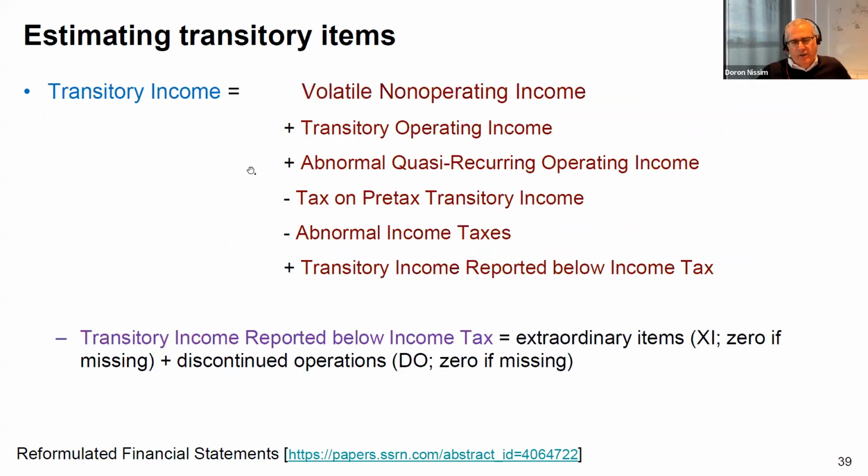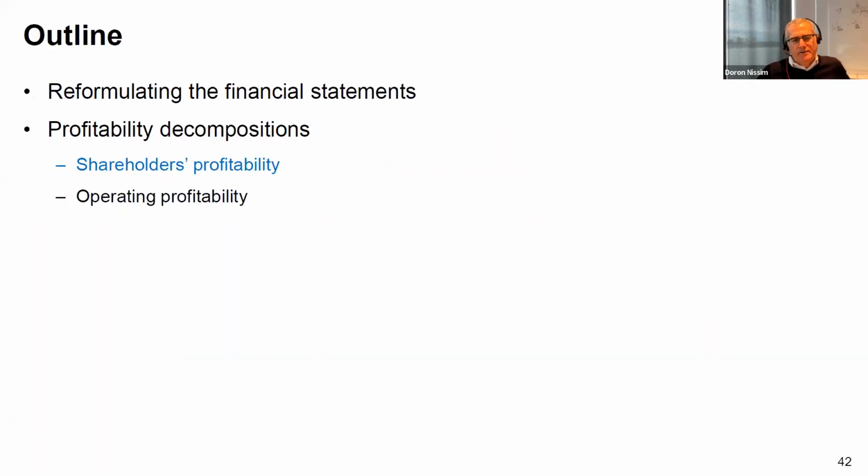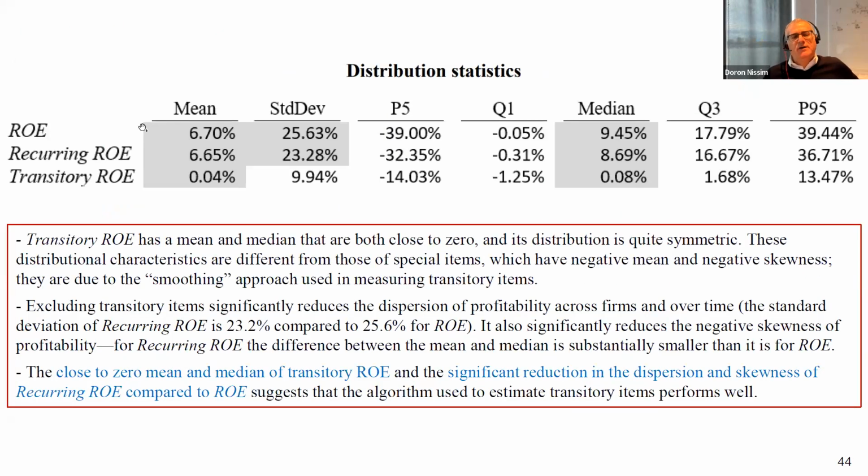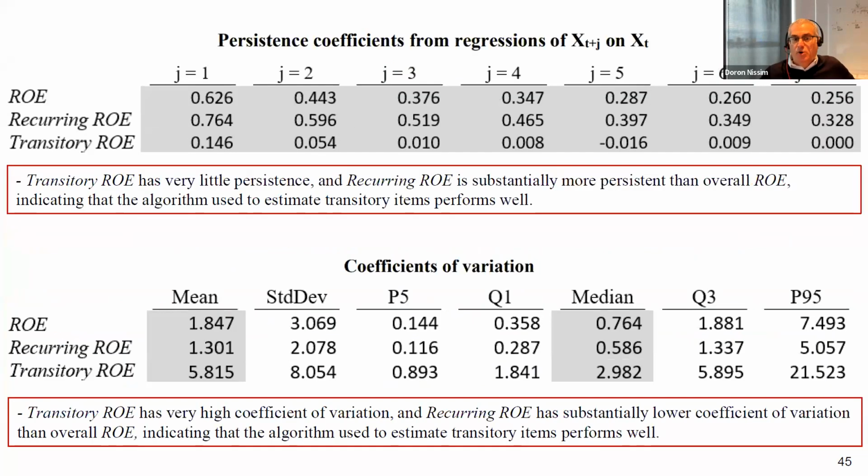When you estimate transitory items this way, you get a measure of transitory items that behaves in a much more reasonable way. Transitory items, when you follow this algorithm, have mean zero, as you would expect, and median zero, also as you would expect. Once you remove the transitory items from the ROE, the recurring ROE that you have left is much less volatile. It has much less skewness, so it's much more symmetric. These are all nice statistical properties that help you predict what these ratios are going to be in the future. So this is, again, an indication that this way of identifying transitory items works well.